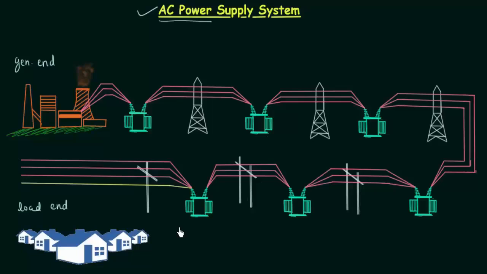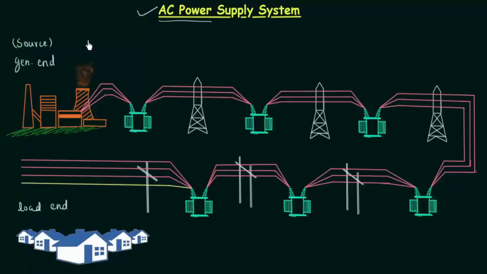Loads are of different types. You can have industry as a load, or college or hospital or market, but for this case we have taken a society or locality as the load. Generating end is the source end. We can simply call generating end as the source end because this end is the source of electrical energy. We are burning coal to produce the electricity, so this is the source, and these houses are the load.